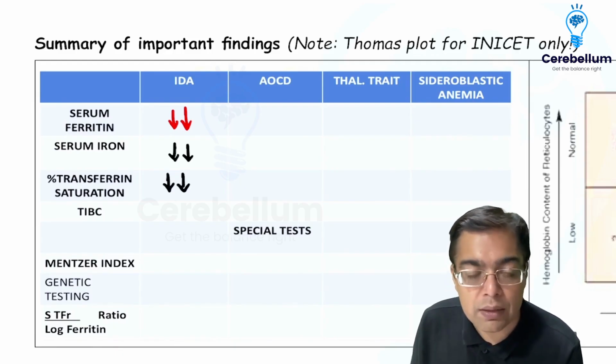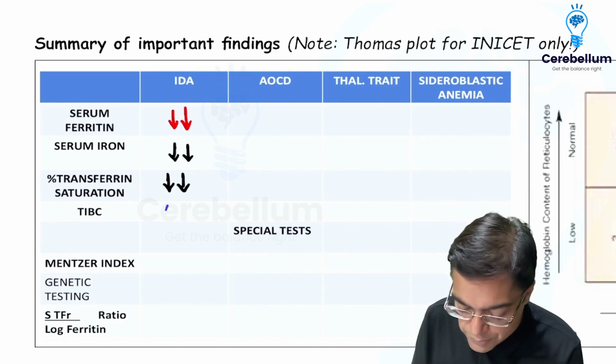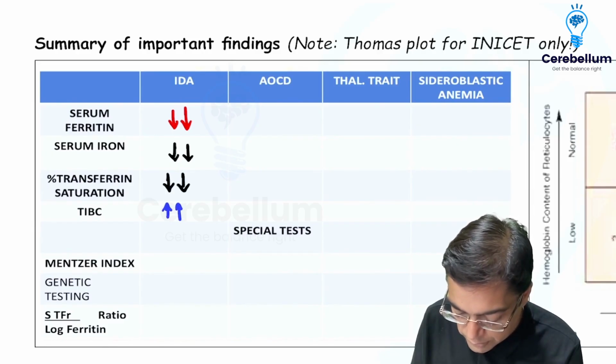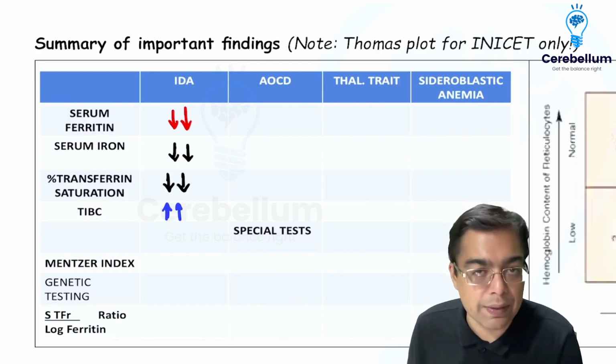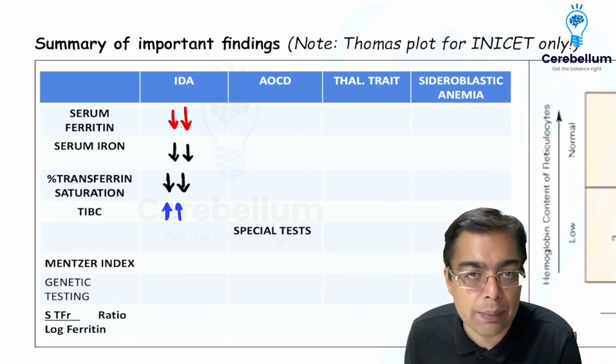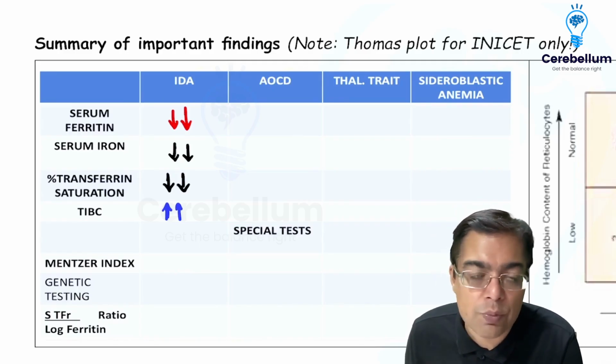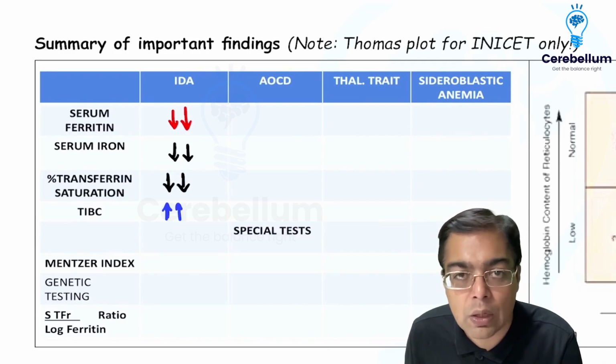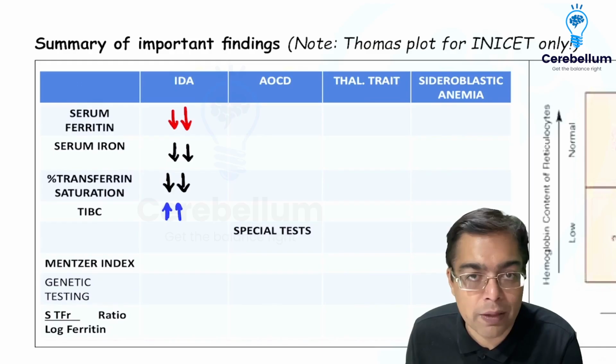But as we understand, there is one parameter which is going to be increasing in patients having iron deficiency anemia, and that is total iron binding capacity. At times we wish to differentiate between iron deficiency anemia and other causes of microcytic hypochromic anemia. One way to do this is by writing down the different changes seen in the iron profile of the patients.